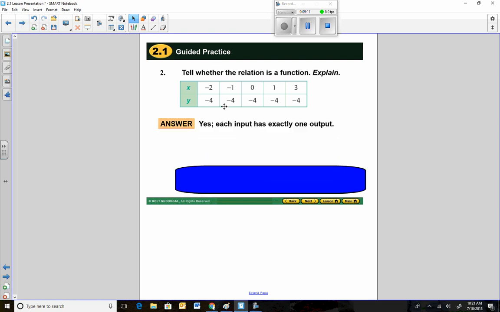Yes, for every input, there's exactly one output. -2 goes to -4, -1 goes to -4. Yeah, I know we have a bunch of the y's being used over and over again, but the rule is for every input, one output, one output, one output. Like I could draw arrows in here, okay? I could draw the little arrow. Okay? All right, so that's all that matters. Every input gets one output.